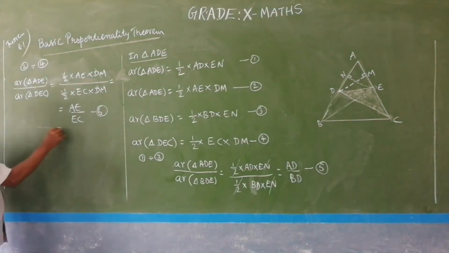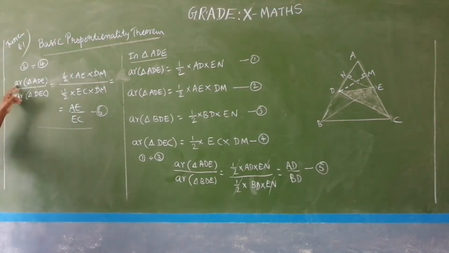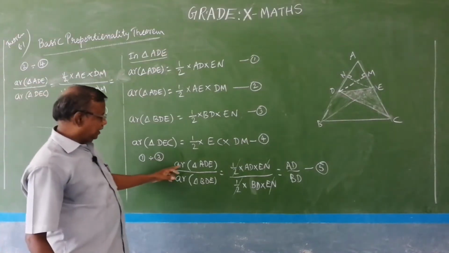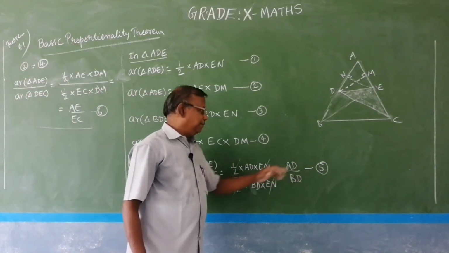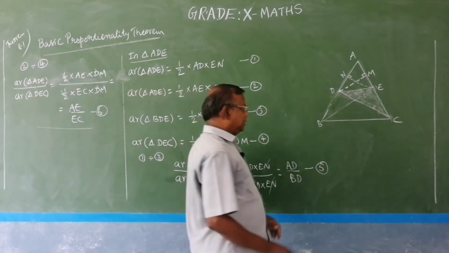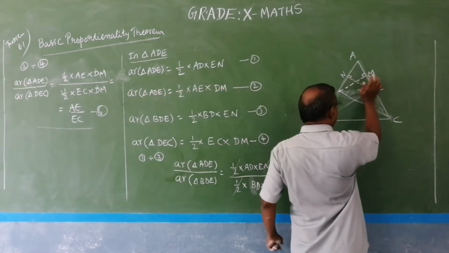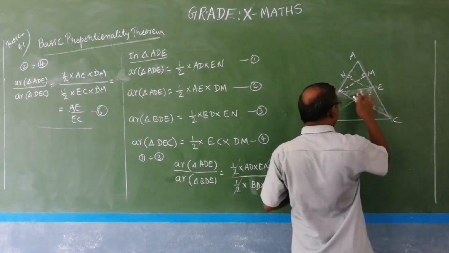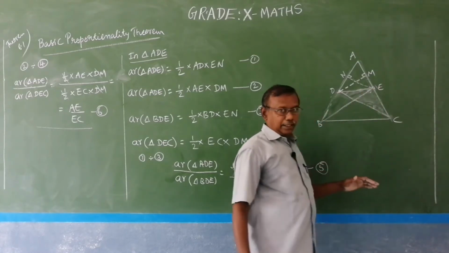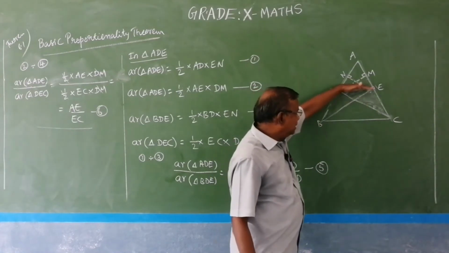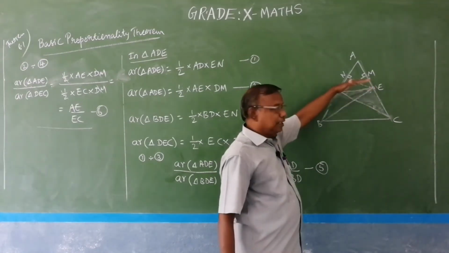And therefore area of triangle ADE divided by area of triangle DEC equal to AE by EC, the sixth one, and area of triangle ADE divided by area of triangle BDE equal to AD by BD is the fifth one. But you know that in the 9th standard we have studied one thing, that is, area of two triangles on the same base between two parallels are equal.